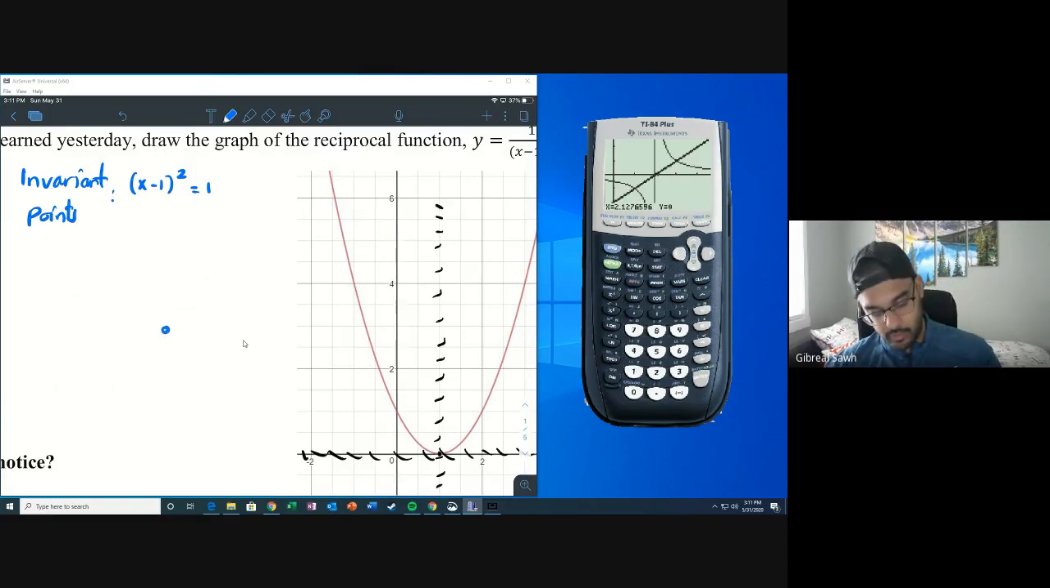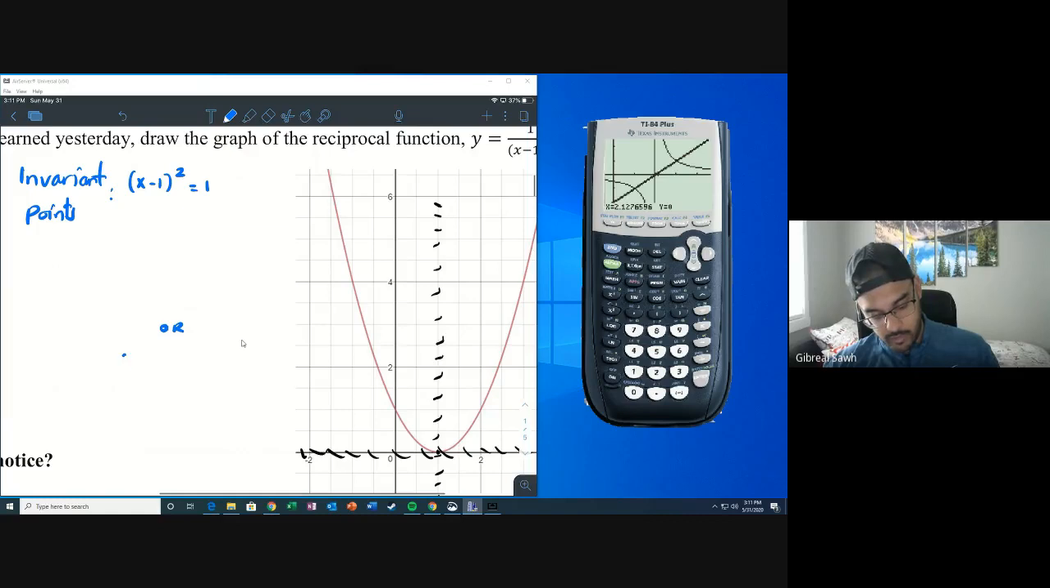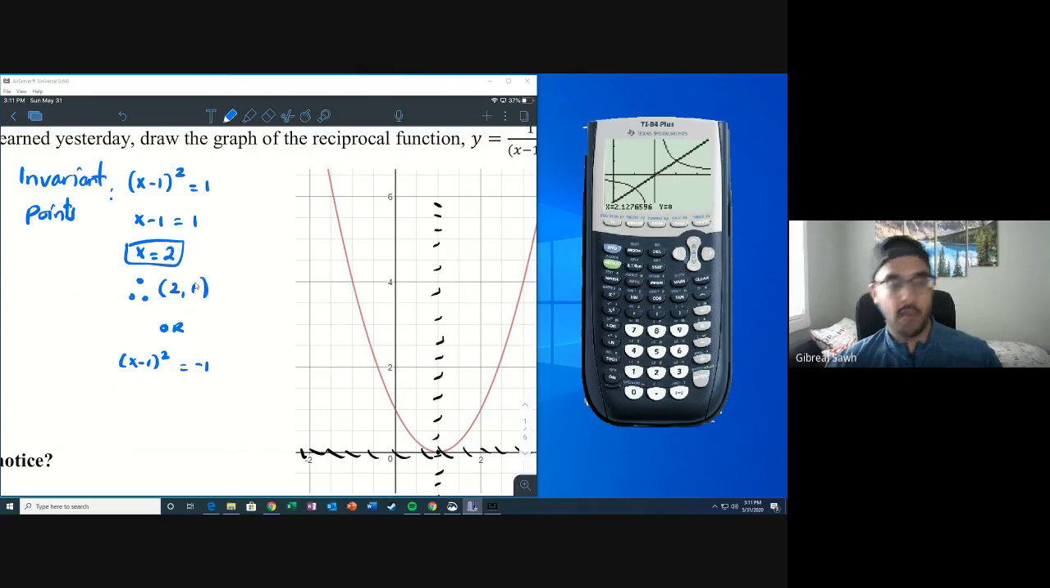I might just run out of room, so I'll write it in here for now so I don't forget, and I can move it around. So let's deal with the positive case first. Again, I need to square root both sides, so x minus 1 is going to be equal to 1, so x equals 2. That means one of my invariant points is 2, 1. Now let's talk about this case.